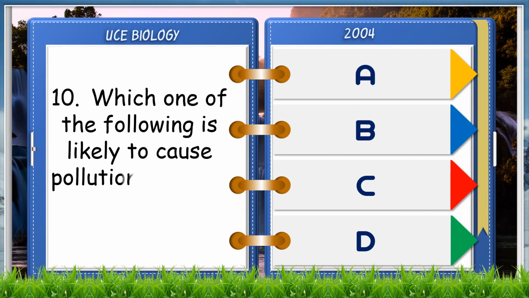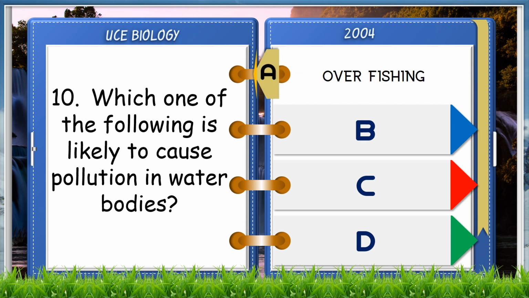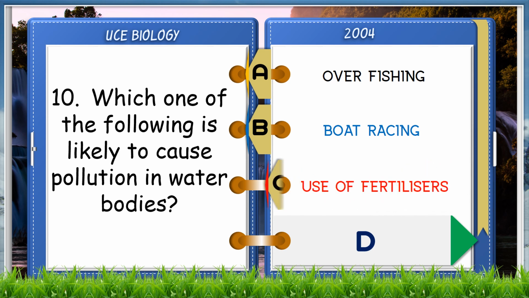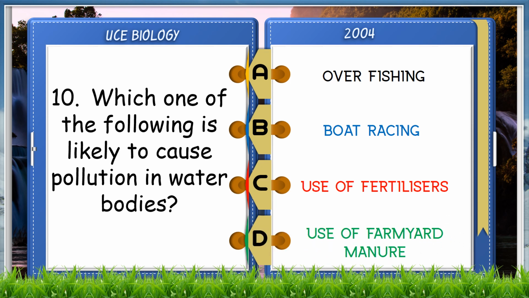Which one of the following is likely to cause pollution in water bodies? A. Overfishing. B. Boat racing. C. Use of fertilizers. D. Use of farmyard manure. The answer is C. Use of fertilizers.